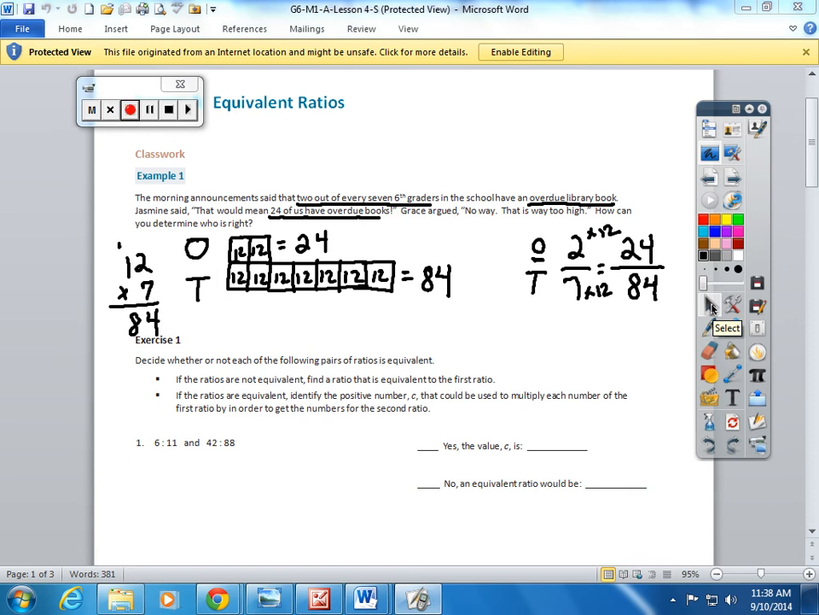Let's go down and read the rest. In exercise 1, you have to decide whether or not each of the following pairs of ratios is equivalent. If the ratios are not equivalent, find a ratio that is equivalent to the first ratio. If the ratios are equivalent, identify the positive number C that could be used to multiply each number of the first ratio by in order to get the numbers for the second. So I'm going to use equivalent fractions here.